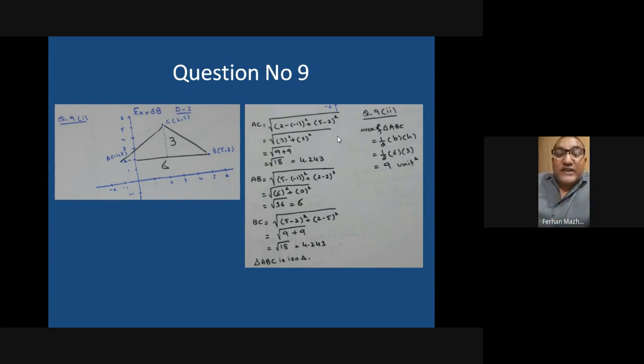The formula for the area of the triangle is 1 by 2 into base into height, and here the base is 6 and the height is 3. So the area will be 9 unit square. But do you understand this? Yes, sir.